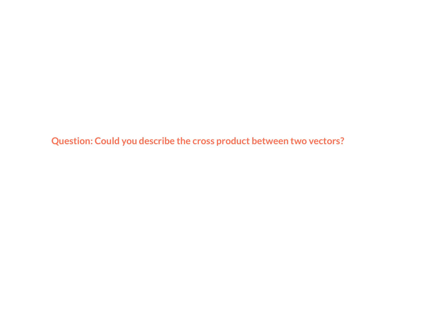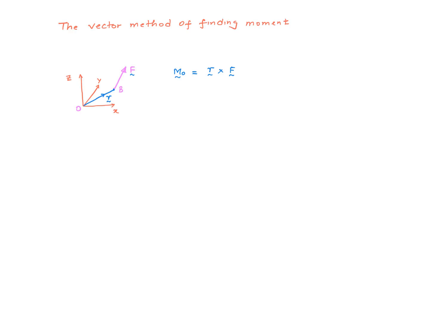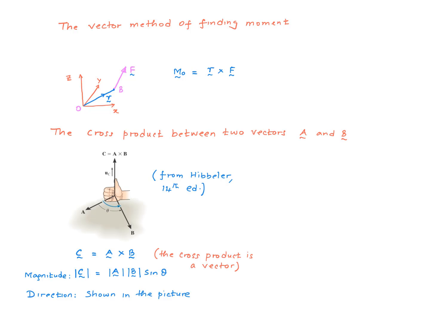The question that I have is, could you describe the cross product between two vectors? As I mentioned before, the vector method involves the cross product between two vectors, so let's go ahead and talk about that first. Say we have two vectors A and B like shown in this picture. The angle between the two vectors is theta.